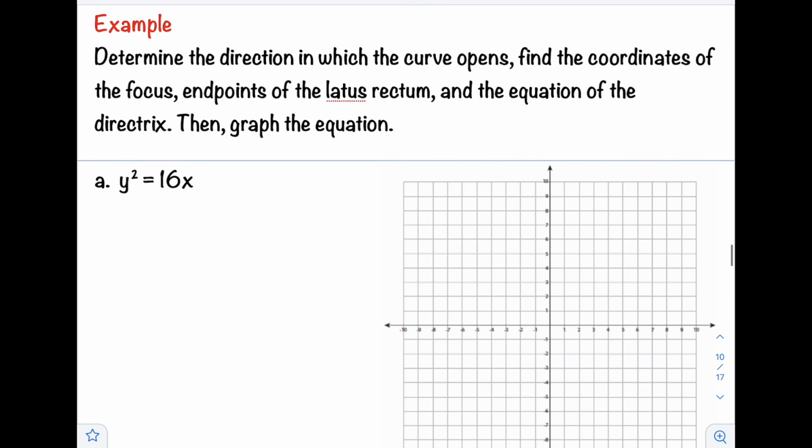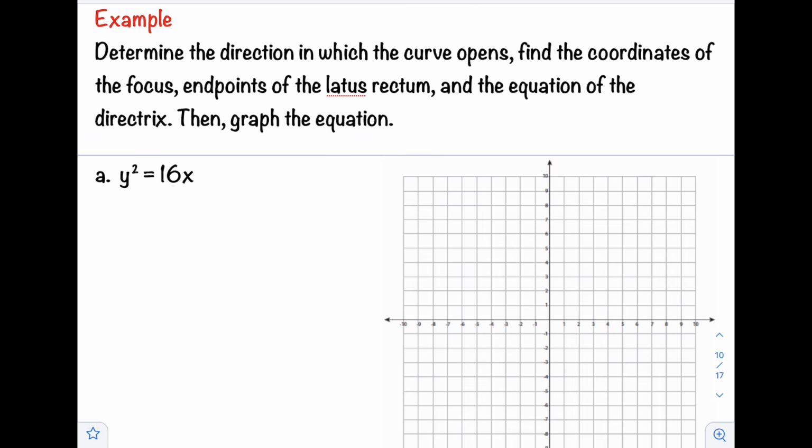So, determine the direction in which the curve opens. Then, find the coordinates of the focus, the endpoints of the latus rectum, and the equation of the directrix. Then, graph the equation. So, letter A, we have y squared equals 16x. So, una yung gagawin guys is i-identify nyo muna anong formula ba yung gagamitin nyo. So, as you notice, yung ating square is nandun kay y. So, nakapattern yung ating equation kay y squared equals 4px.